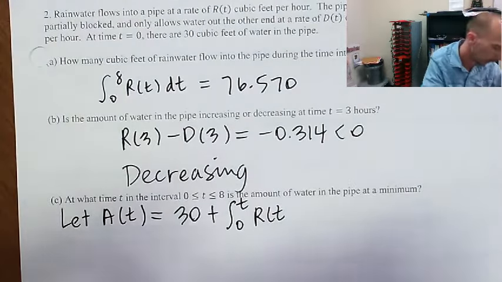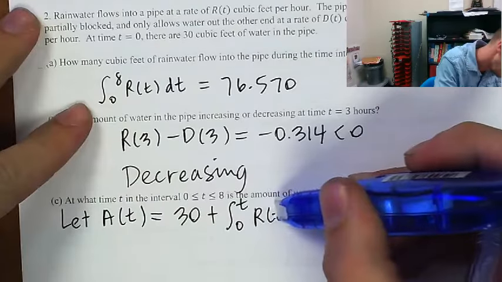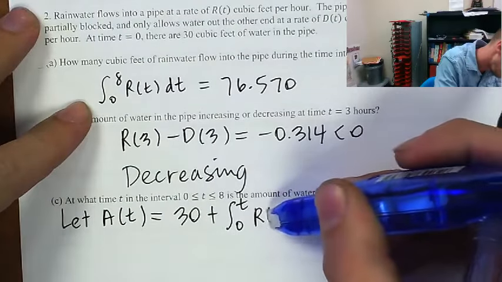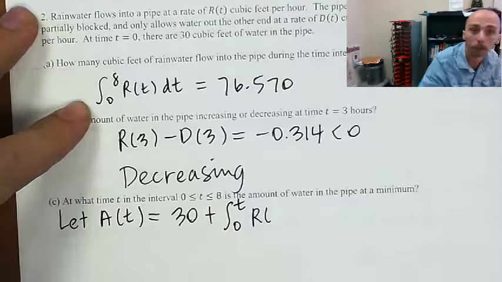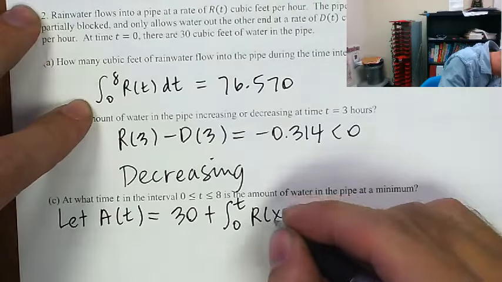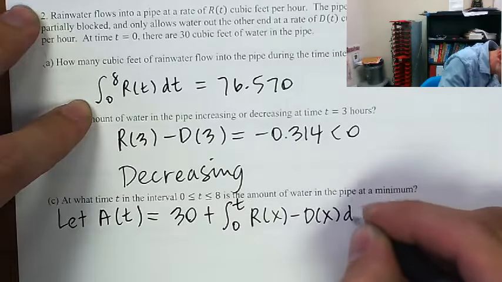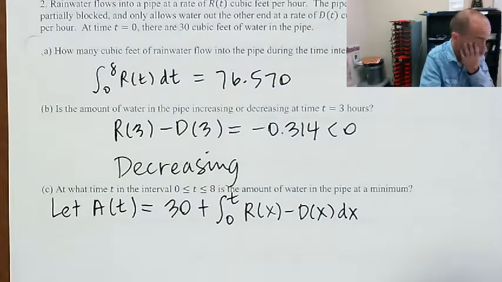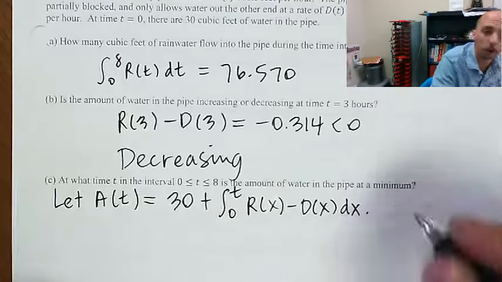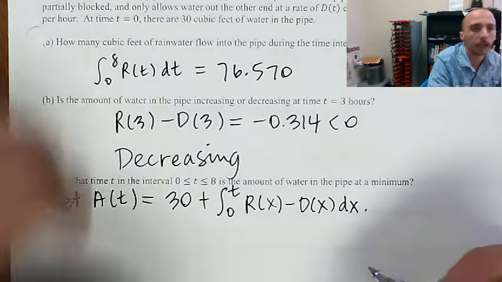T is already committed to being how far I'm going to integrate, right? I can't have it be how far I'm integrating and be part of the thing that I'm integrating. That wouldn't make sense. So R of x minus D of x dx. Okay, that's the function that I'm trying to minimize.